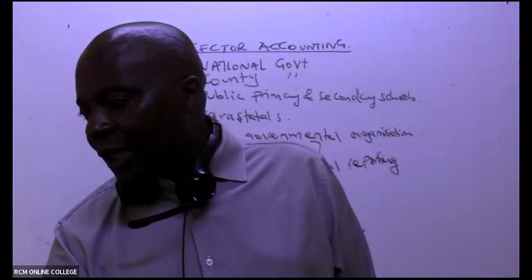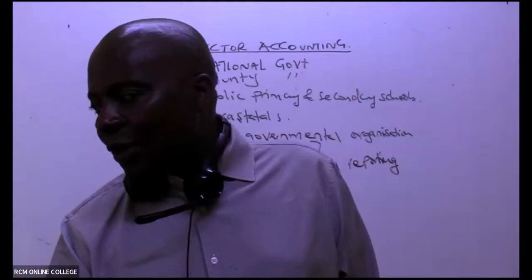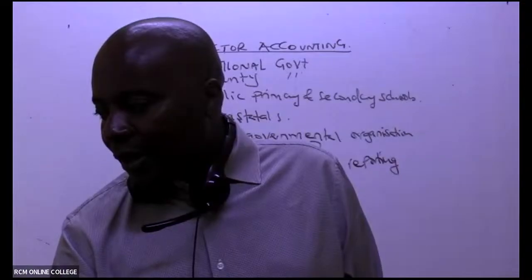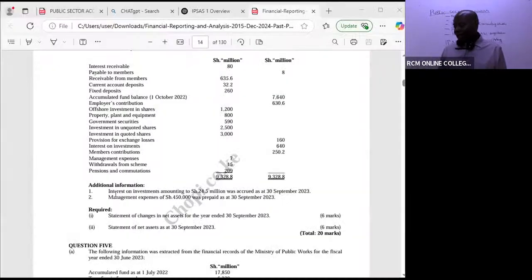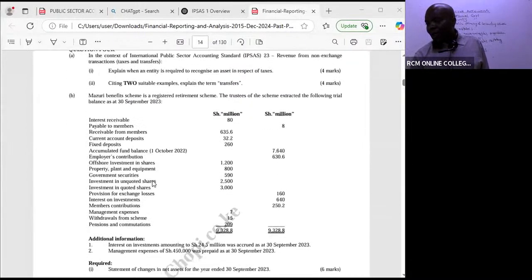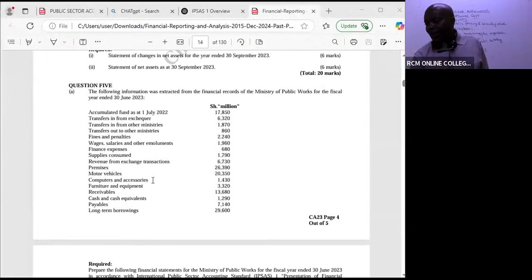Is there somebody who has been able to get it? It was a morning paper, question number 5. So April 2024, question number 5. For those of you who do not have it, you can use my screen and follow through. Now, ladies and gentlemen, this is the question that I would want us to do this morning. Mazuri Limited. So question number 5.